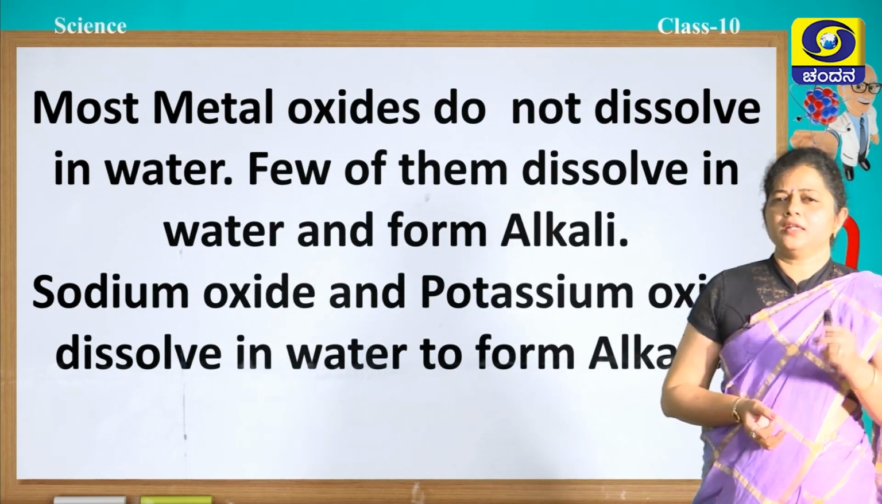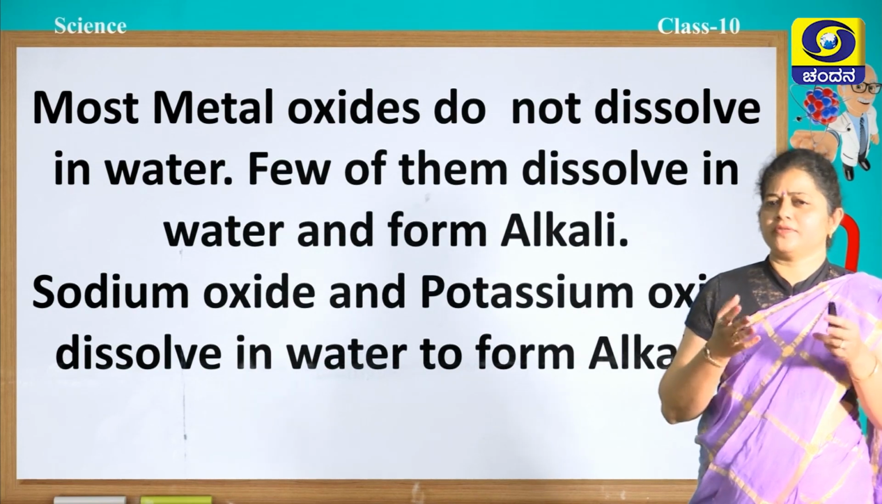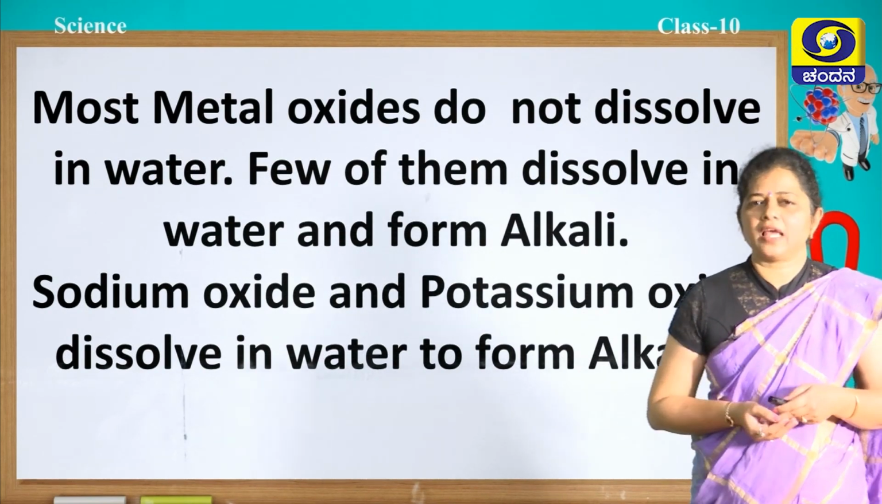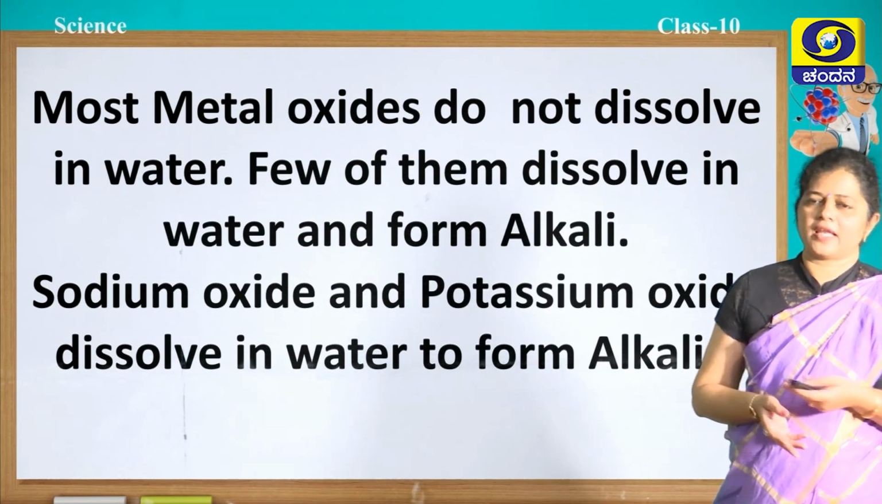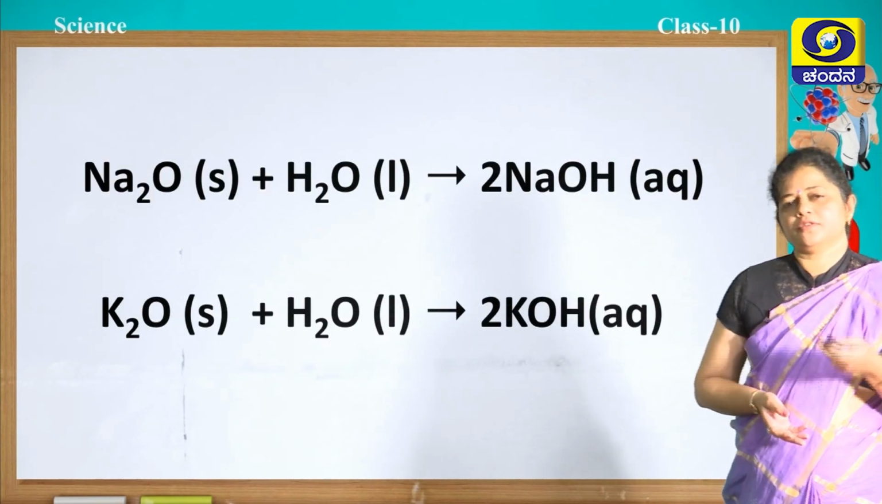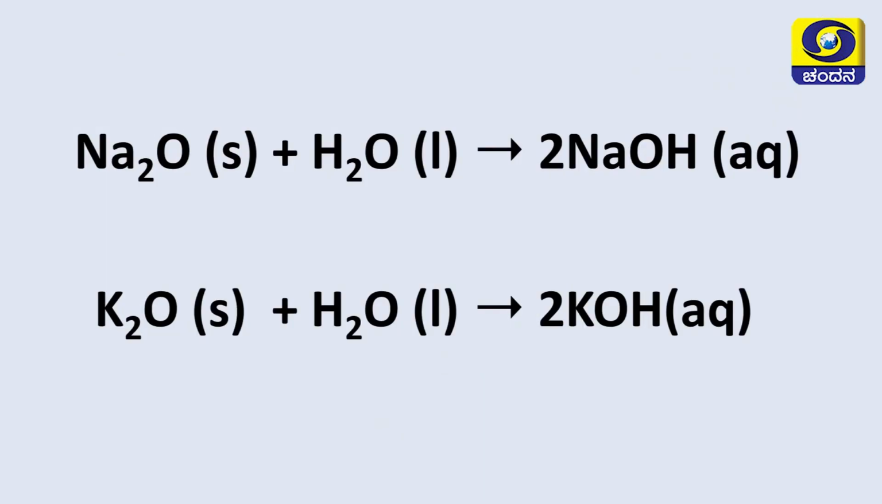Most metal oxides do not dissolve in water. Some of them dissolve in water and form alkalis. Sodium oxide and potassium oxide dissolve in water to form alkalis. You can see here sodium oxide in the solid state dissolves in water to form sodium hydroxide in the aqueous state. So sodium hydroxide is an alkali, and potassium oxide dissolves in water to form potassium hydroxide, again in the aqueous state, an alkali.